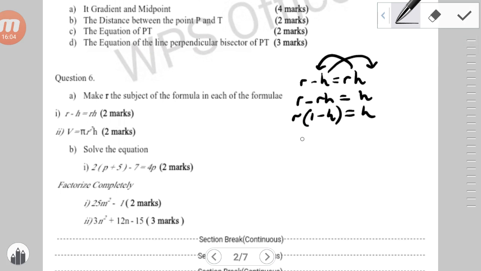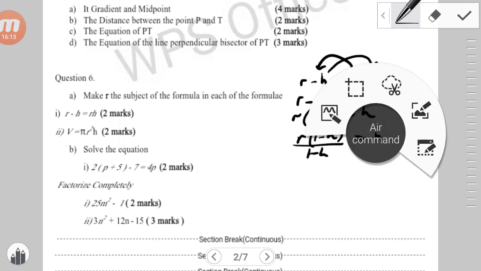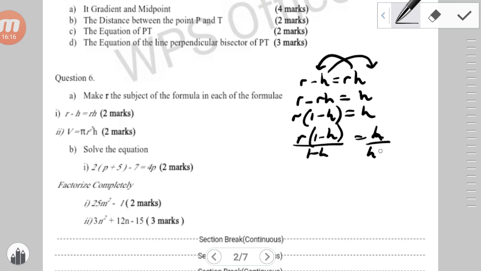Now it's very easy to isolate R, because we just divide both sides by 1 minus H, and you're going to find that R equals H divided by 1 minus H. So 1 minus H cancels 1 minus H on the left, so R is now isolated. The answer is H divided by 1 minus H. R is isolated and R is not in the answer, hence this is mathematically correct. Hopefully you guys catch on to that little question, valued 2 marks.